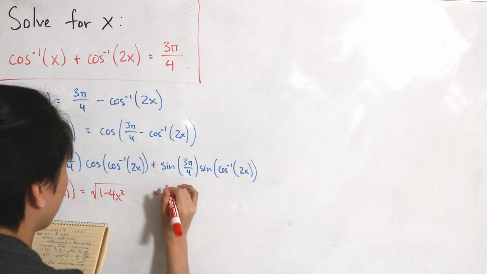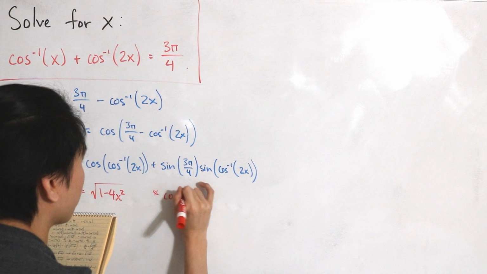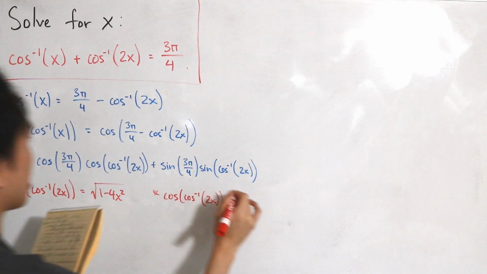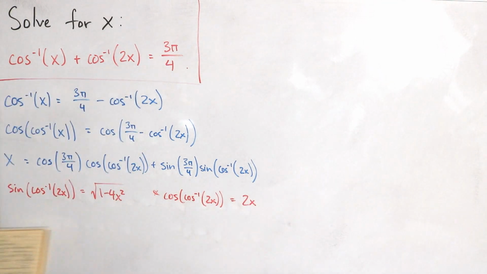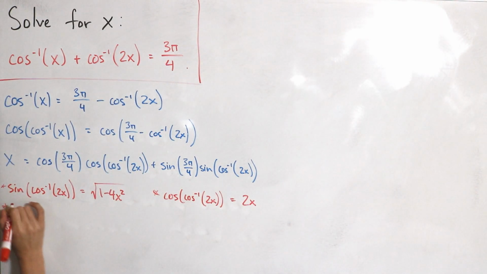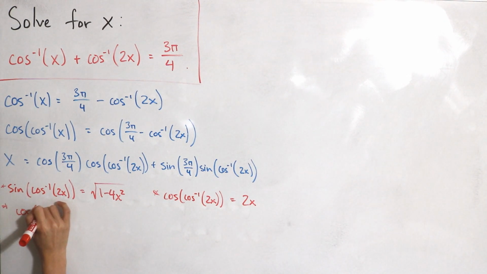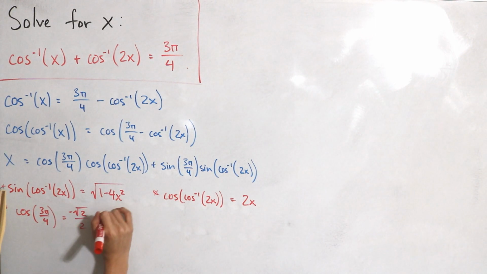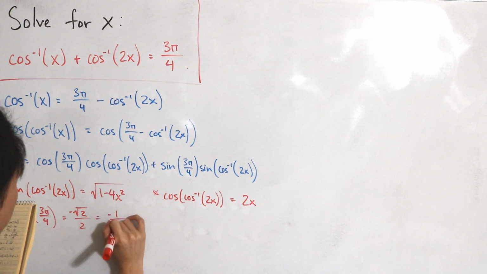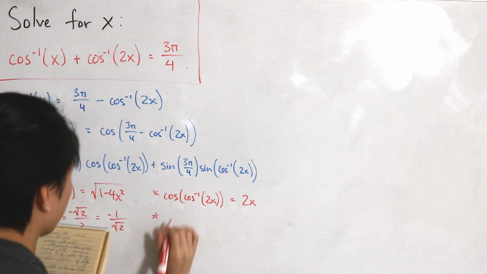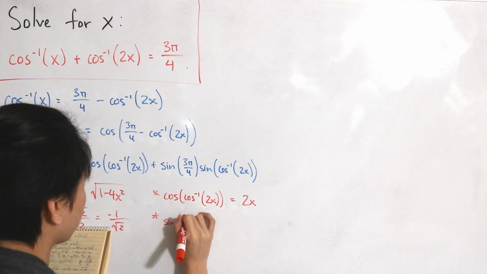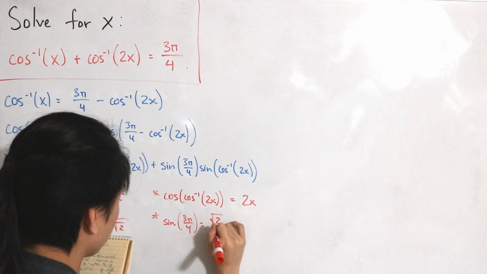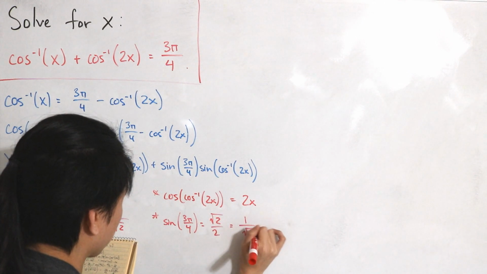We know another value is cosine of inverse cosine of 2x. It's the same thing, so that cancels out and it's just 2x. Another value we'll use is cosine of 3 pi over 4, which equals negative square root of 2 divided by 2. I'm going to leave this as -1 divided by the square root of 2. Same thing for sine of 3 pi over 4, which equals positive square root of 2 divided by 2. I'll leave this as 1 divided by the square root of 2.